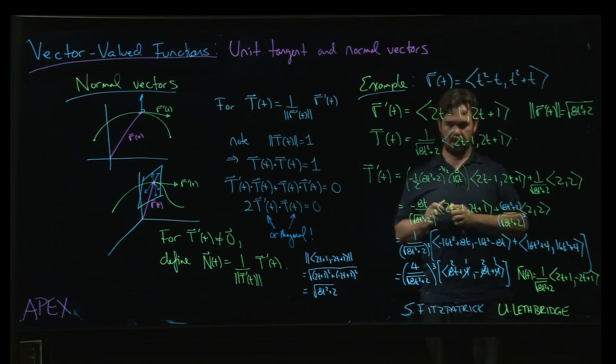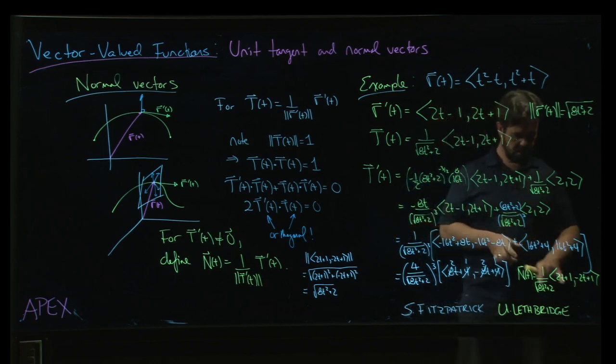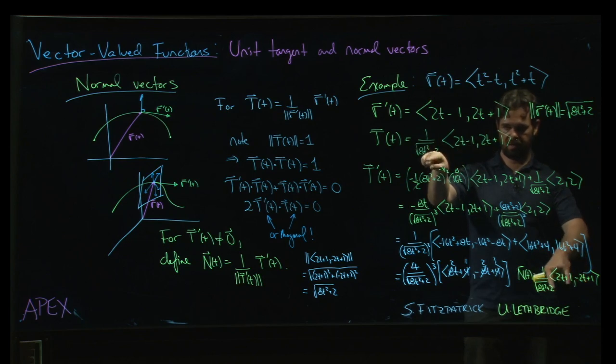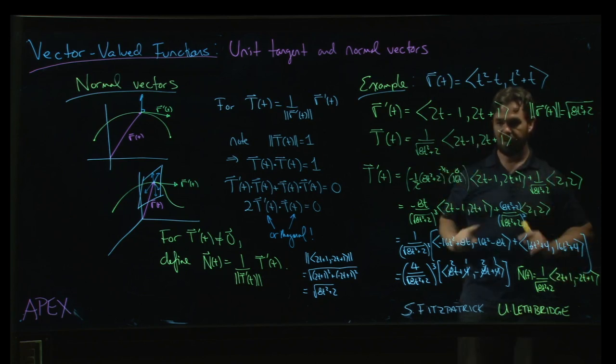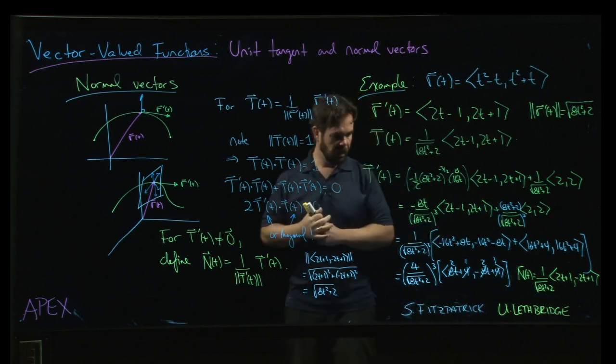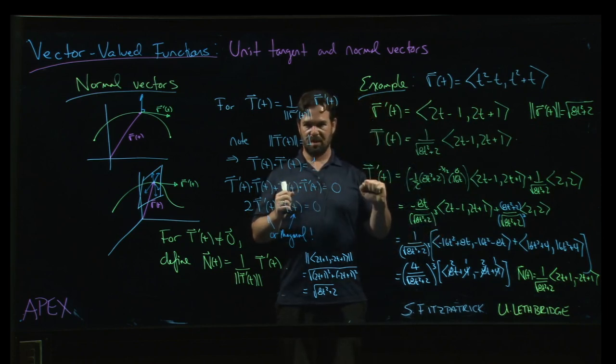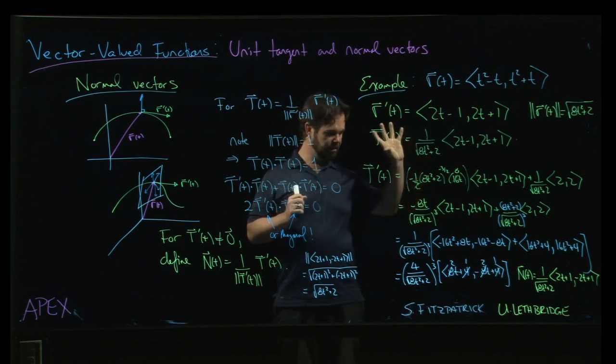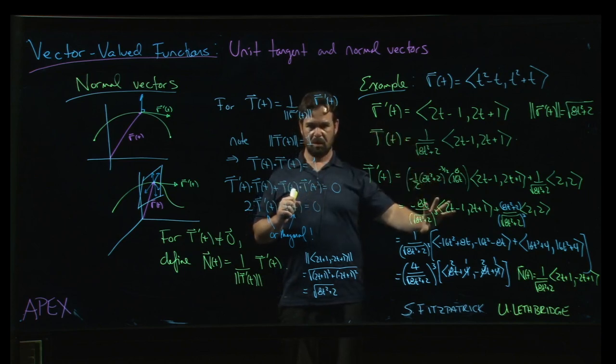Let me see, does it work out? Do we get orthogonality if I dot these two together? Don't worry about the magnitudes. We get 4t squared minus 1 minus 4t squared plus 1. Yes, the dot product is zero. So we got it to work. A little bit uglier this time, a little bit messier, but it works out in the end.